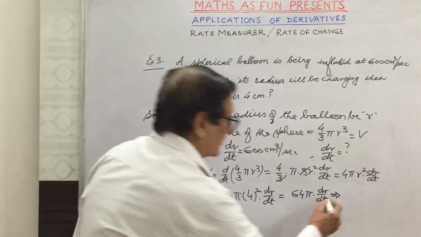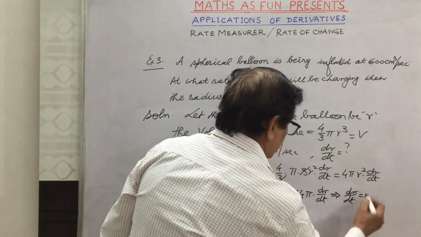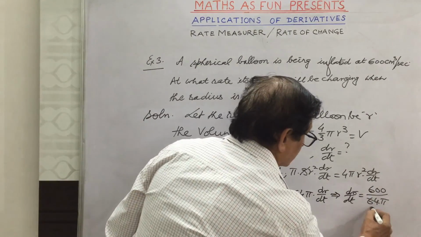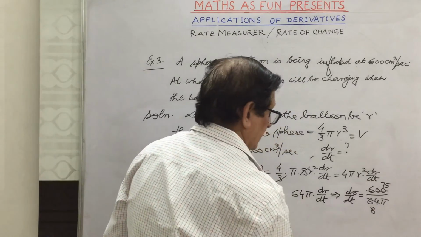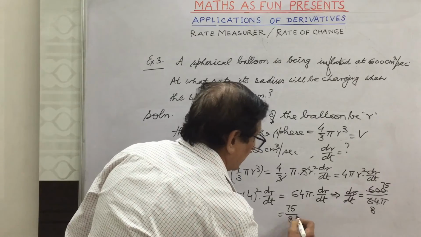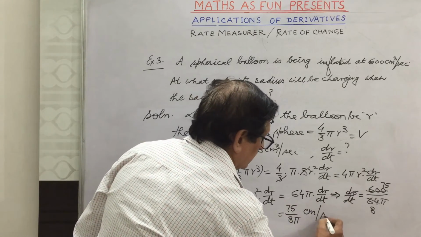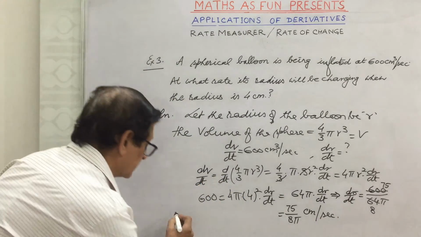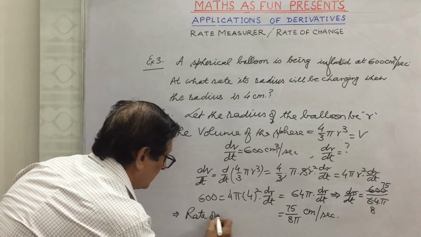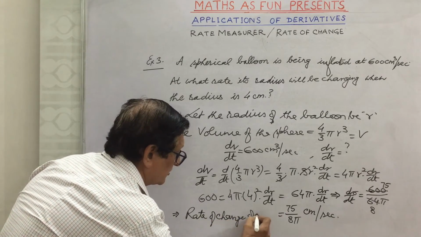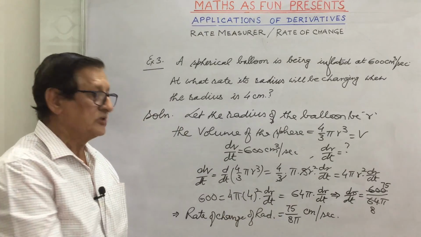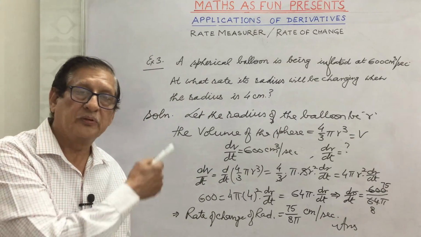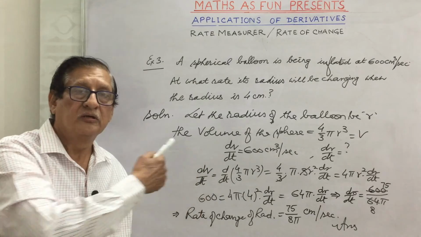It means we are getting dr by dt is equal to 600 upon 64 pi. 8 8s are 64, 8 75s are 600. So this comes as 75 upon 8 pi centimeter per second. This is the rate of change of the radius. So like this we can find the solution of any problem given to us which is based on rate of change, and we can apply the derivative.